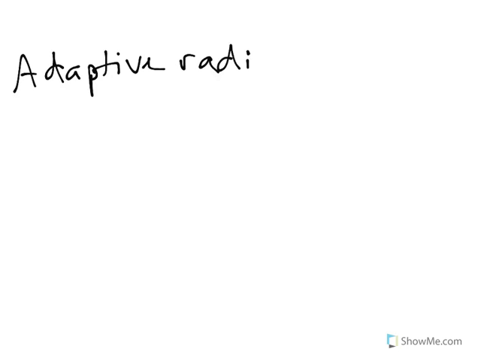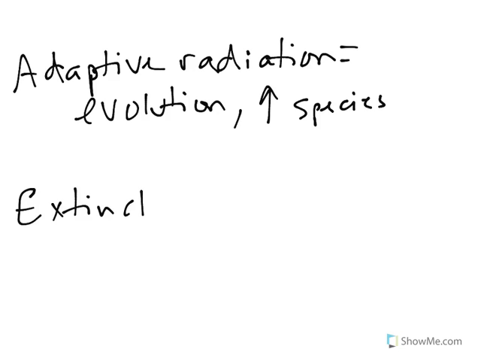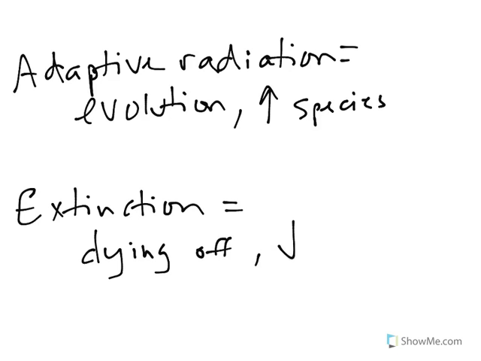So let's define those two words. Adaptive radiation: this is where we have lots of evolution. The number of species goes up. An extinction is where we have a dying off of animals. We're going to see that most of the time it's geology related. So the number of species lowers.